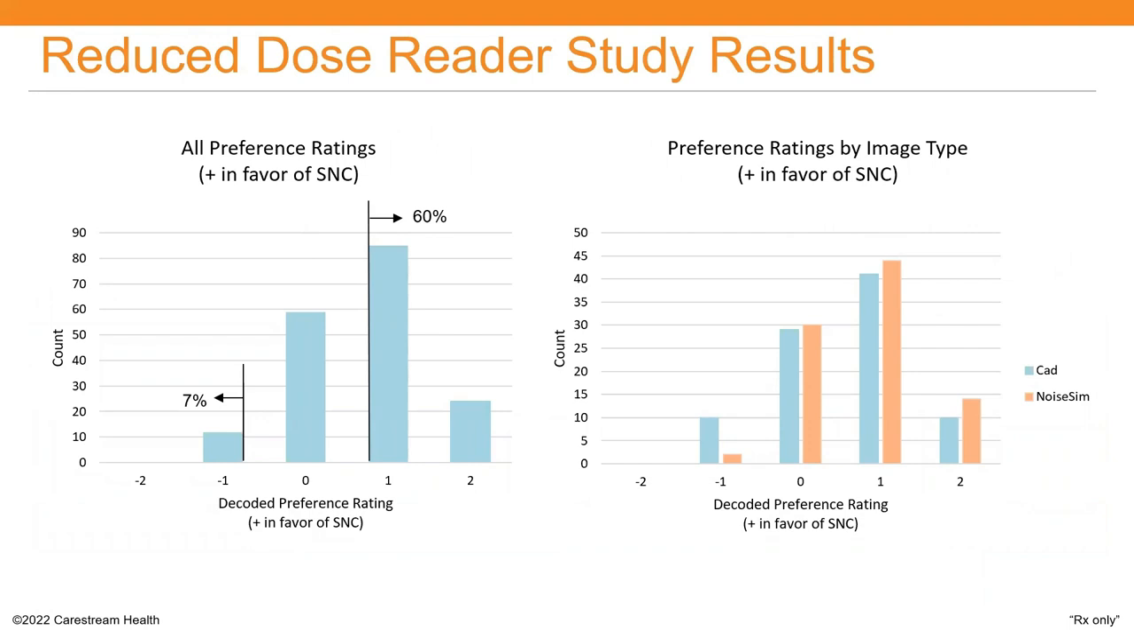93% of the preference ratings reflected no preference or preference in favor of the reduced dose images with SNC processing, and 60% of the preference ratings were slightly or strongly in favor of the reduced dose images with SNC, suggesting overall preference for the reduced dose images with SNC. Preference ratings by image type suggest that the preference response is similar between cadaver type images and clinical images with simulated noise added.